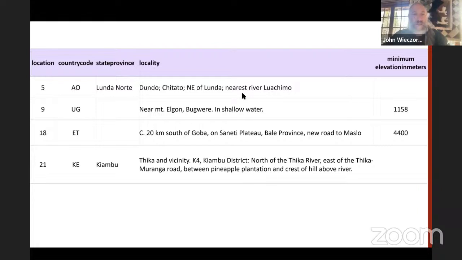Another possibility is that this is a commentary being more specific than all of the rest of this. In other words, we find out what Dundo is, we find out what Chitato is, we find out where Lunda is and what it is. And then with all of that, we go to the part of that that is nearest to the river. So there are actually 2 completely different interpretations of this. I'm going to go with the simpler one, which is that nearest river is Luachimo River. It's just commentary, and I won't use that except to confirm that the place really is near the river.